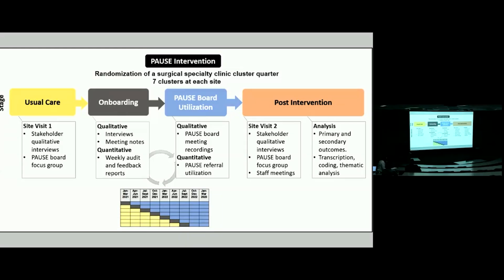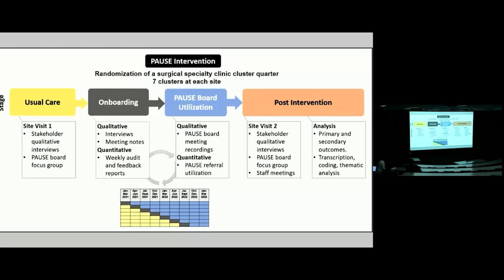to do the screening, how to put in the orders for PAUSE board consults, and how the PAUSE board meetings would be run, and setting up the multi-stakeholder groups. And then we moved on to the post-intervention phase. During the intervention phase, we've been doing site notes. We've been collecting feedback on how things are running.